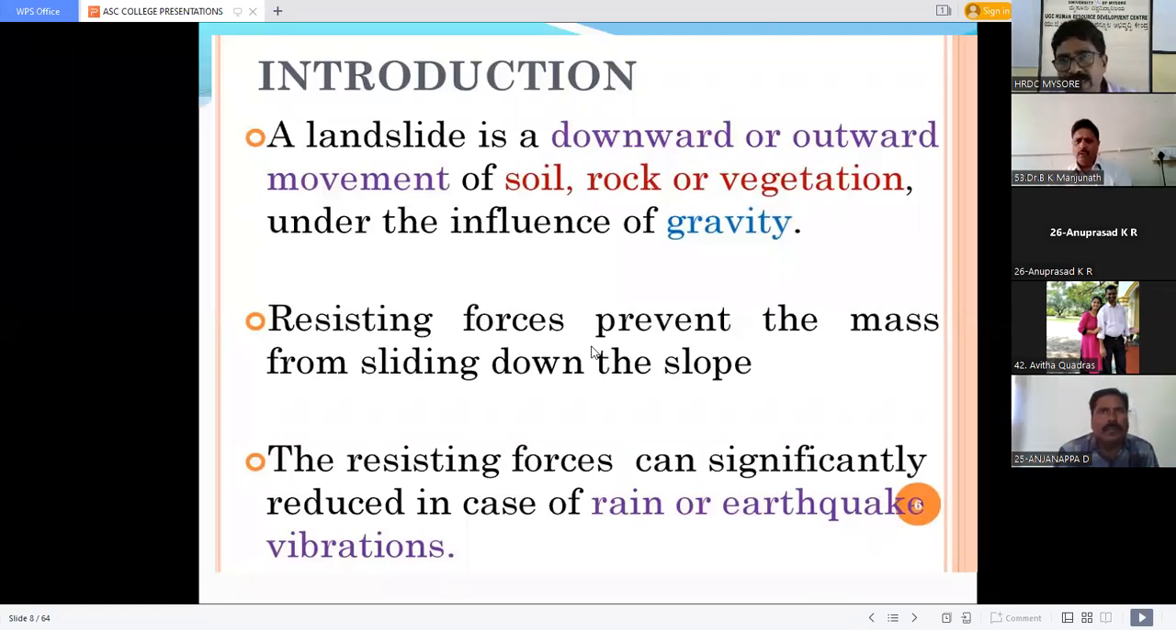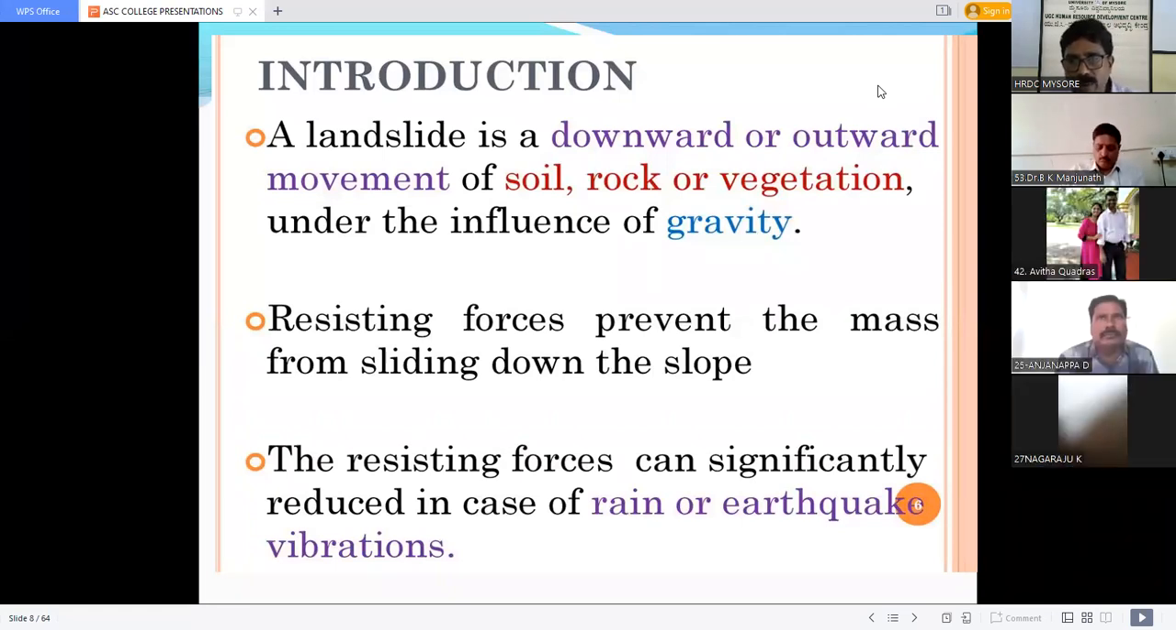So when I go to study a landslide, its definition is the downward movement of structures. The main parameters are what decide where a landslide happens. There are three very important parameters that we come across.